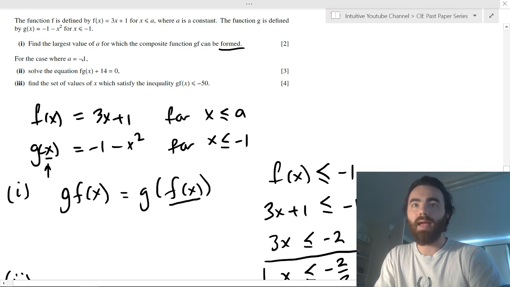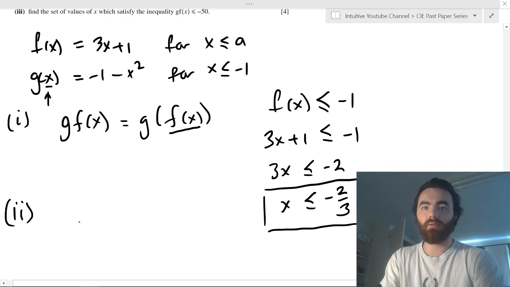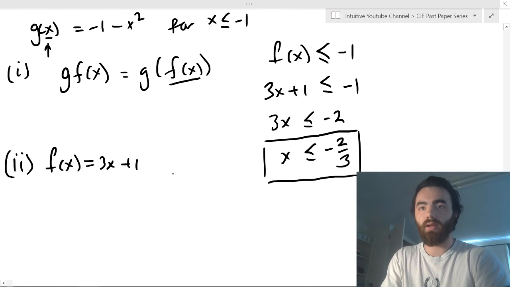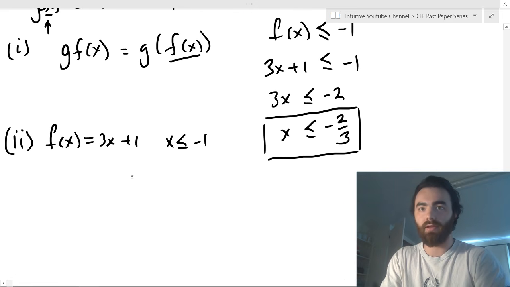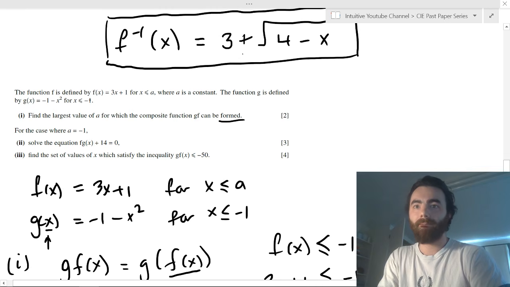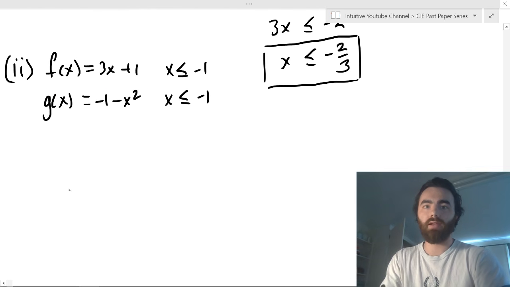So for the case where a equals negative 1, I like to rewrite it. So we've got f of x equals 3x plus 1, and now a is negative 1, so this is for x less than or equal to negative 1. And we also have g of x equals negative 1 minus x squared for x less than or equal to negative 1 also. Okay, so now we want to solve this equation.